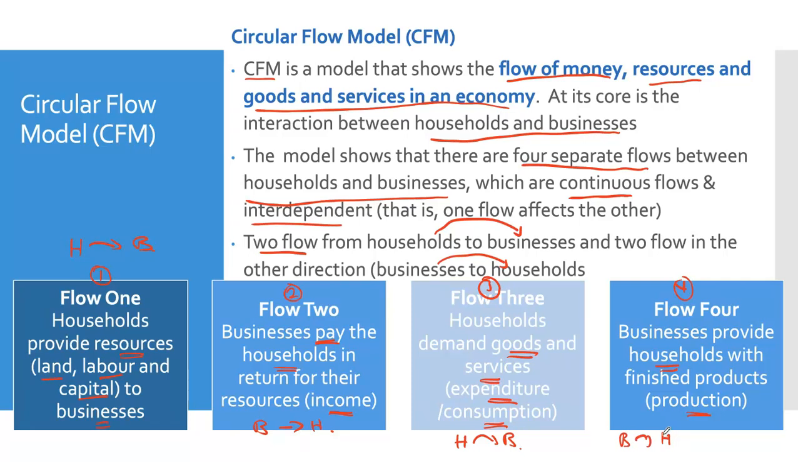So to summarize before we go there in a bit more detail, flow 1, households provide the resources. This is given to businesses. Flow 2, the businesses use the resources and reward the household by paying them income. Flow 3, with that income, households demand goods or services. They spend money because they want to consume things. And flow 4, the businesses provide the finished products for the households to consume. Hopefully a relatively logical flow.